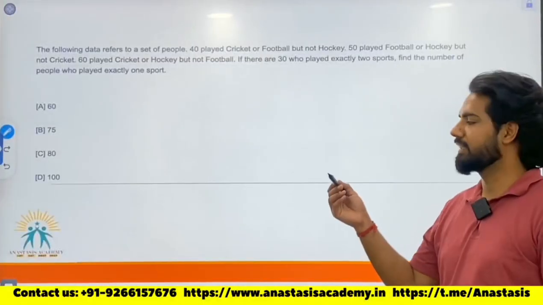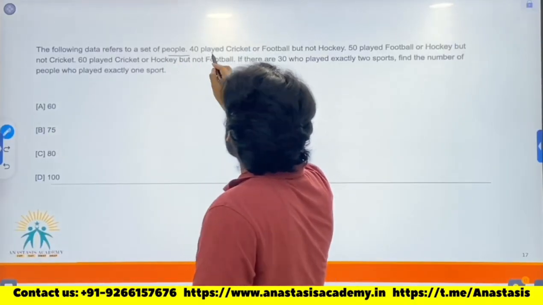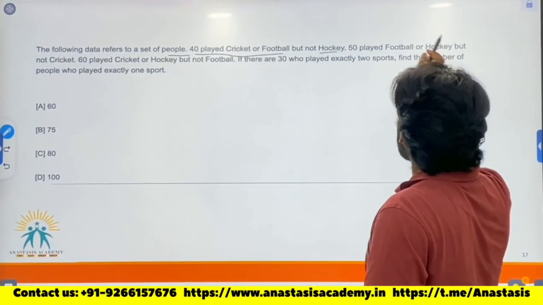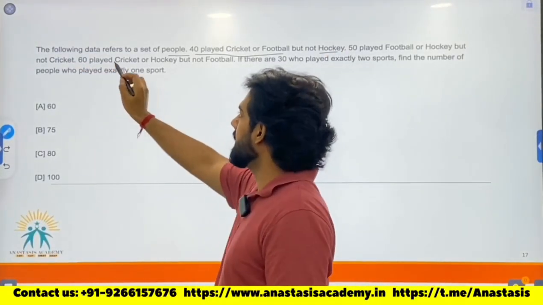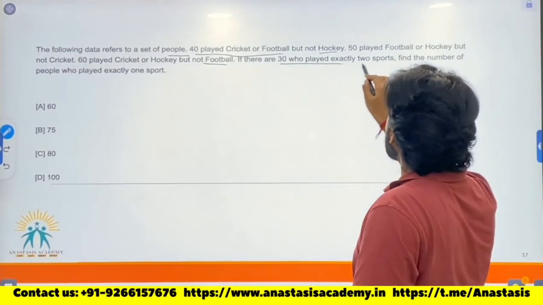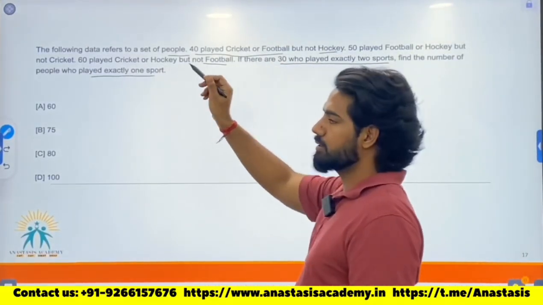Let's solve this question. The following data refers to a set of people. 40 played cricket or football but not hockey. 50 played football or hockey but not cricket. 60 played cricket or hockey but not football. If there are 30 who played exactly two sports, find the number of people who played exactly one sport.